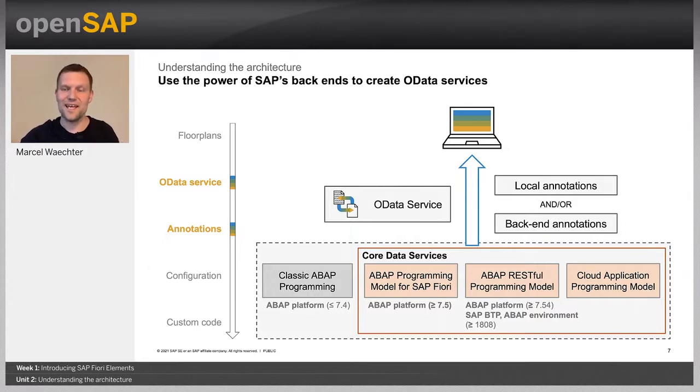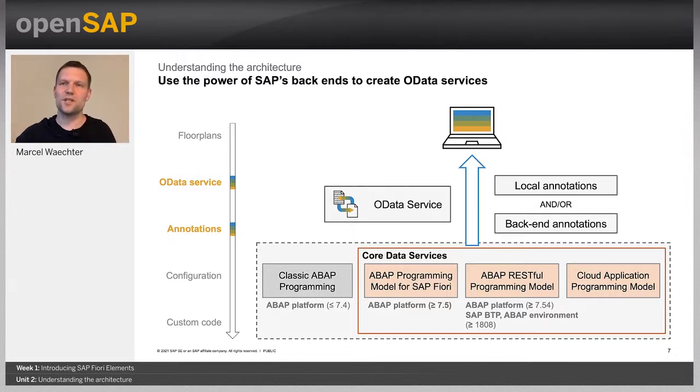But also with the classical ABAP programming model, you can still create an OData service with SAP Gateway and annotation provider classes. If annotations are part of the OData service, we talk about backend-driven annotations. Nevertheless, backend annotations are optional. You could also provide all annotations in local annotation files. Or you can provide both. The local annotations will then override the backend annotations on a term level.